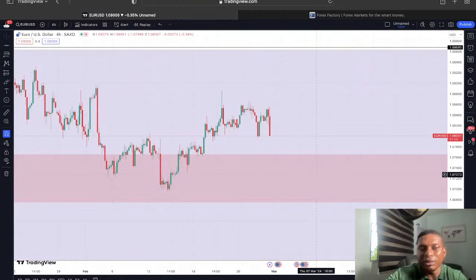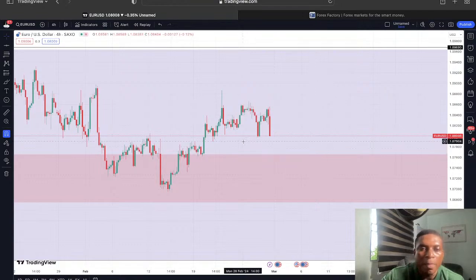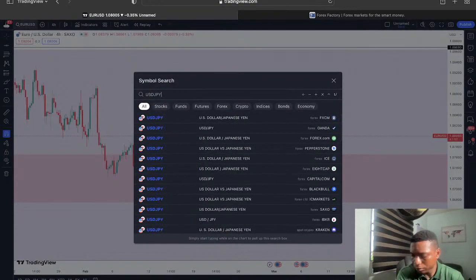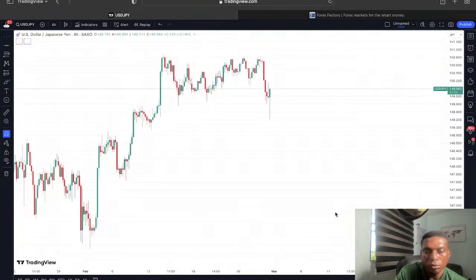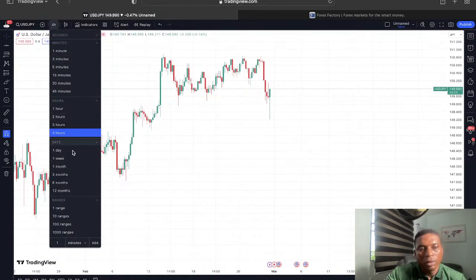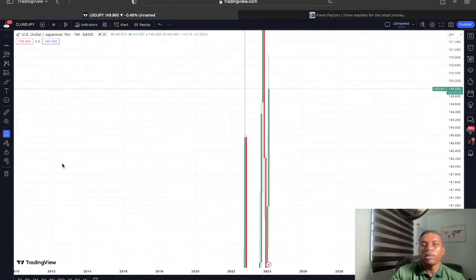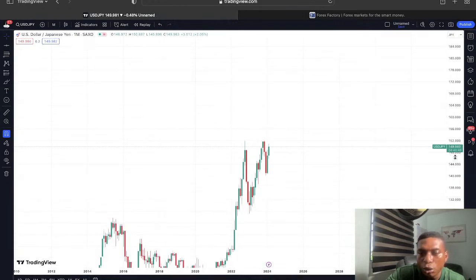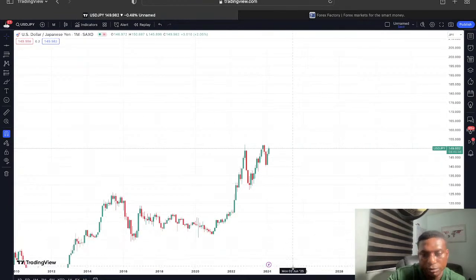Now let's take a look at USD JPY. Let's look at USD JPY on the monthly time frame.